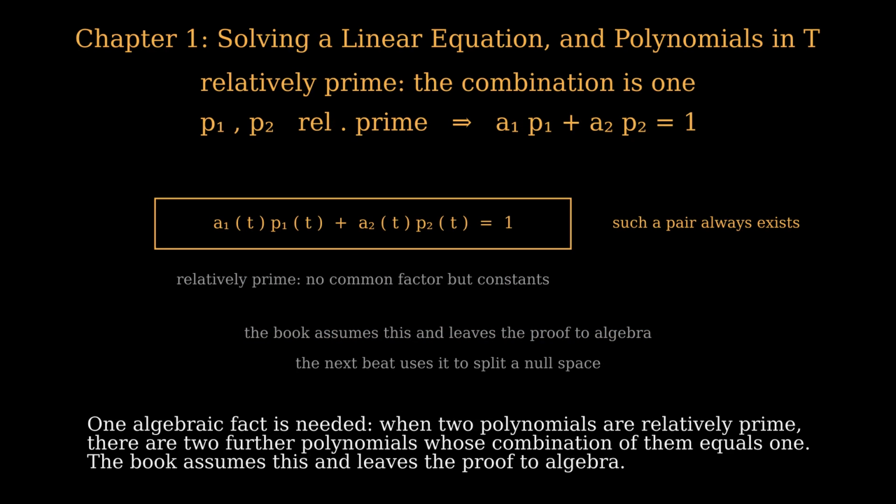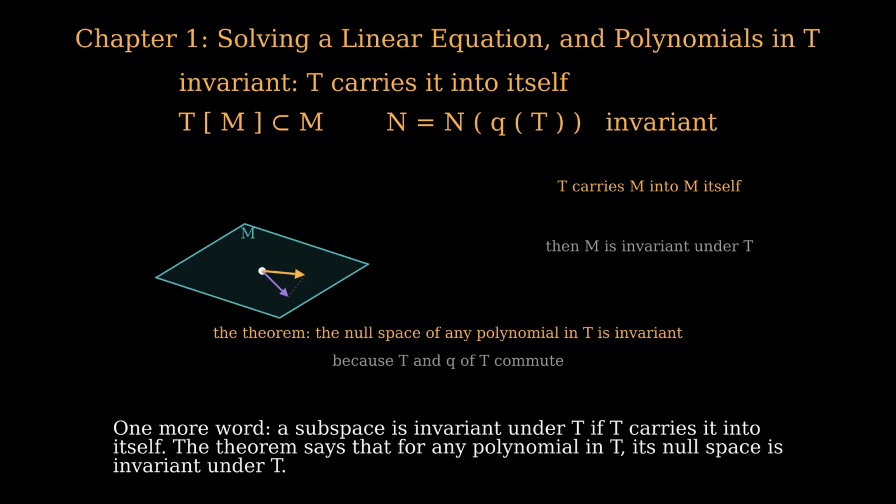One algebraic fact is needed. When two polynomials are relatively prime, there are two further polynomials whose combination of them equals 1. The book assumes this and leaves the proof to algebra. One more word. A subspace is invariant under T if T carries it into itself. The theorem says that for any polynomial in T, its null space is invariant under T.